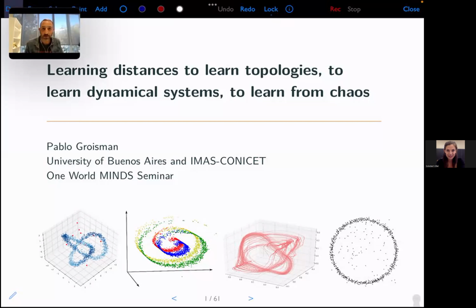Today we have Pablo Groisman from the University of Buenos Aires, where he did his PhD and now he's a full professor. And he's going to talk about learning distances to learn topologies, to learn dynamical systems, to learn chaos.